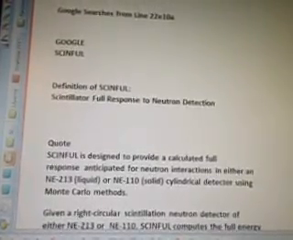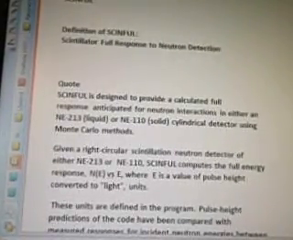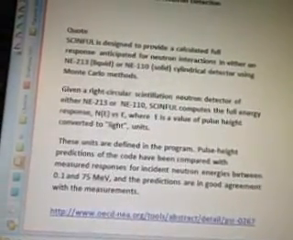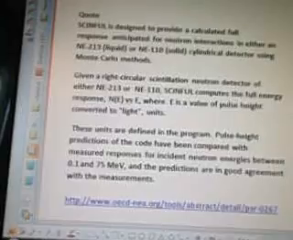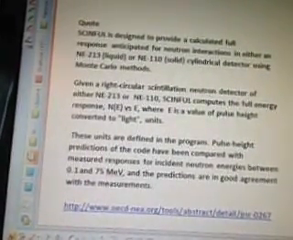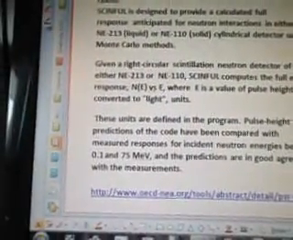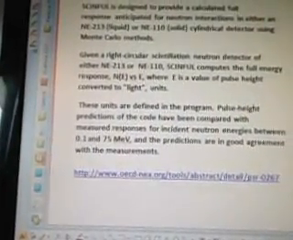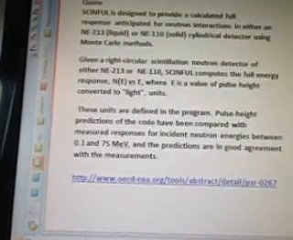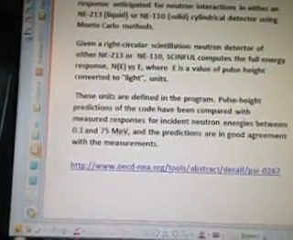So then I put it into a second video because there was so much information. Definition of Skinful: Scintillator full response to neutron detection. Quote, Skinful is designed to provide a calculated full response anticipated for neutron interactions in either an NE-213 liquid or NE-110 solid cylindrical detector using Monte Carlo methods. Given a right circular scintillation neutron detector of either NE-213 or NE-110, Skinful computes the full energy response of NE versus E, where E is the value of pulse height converted to light units.